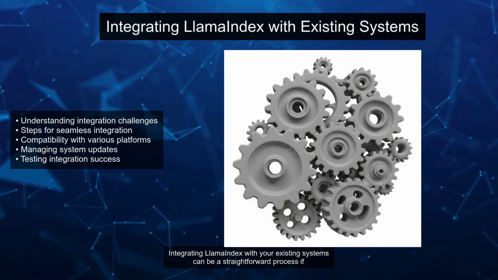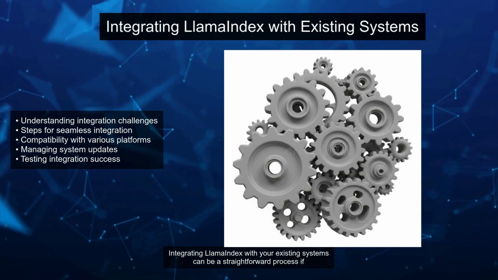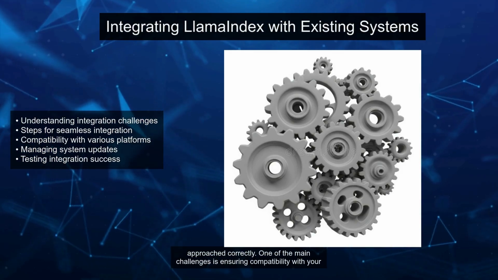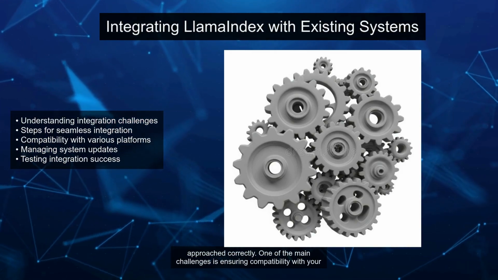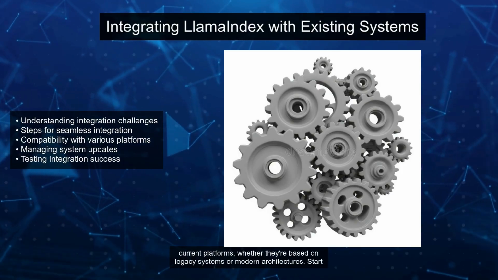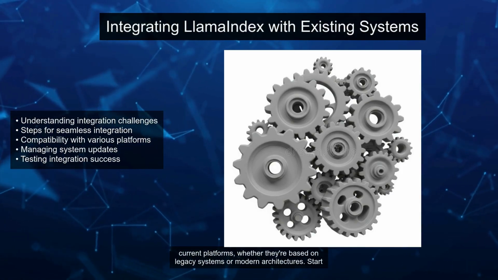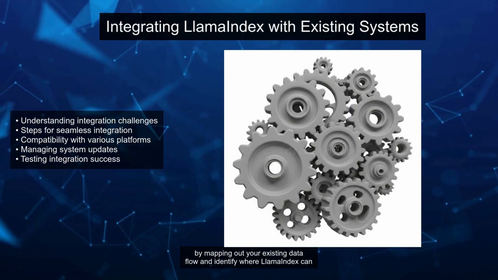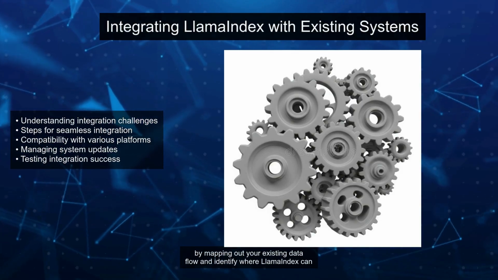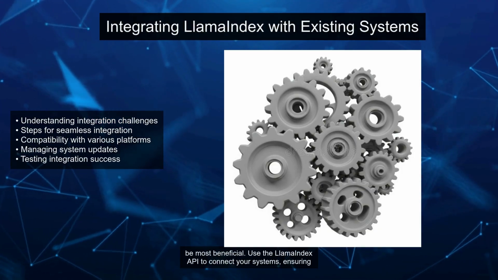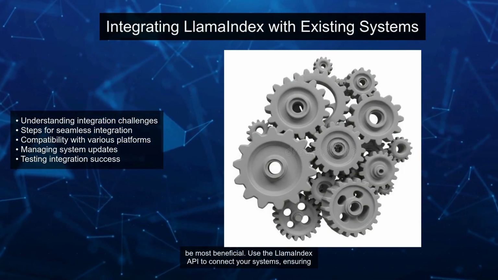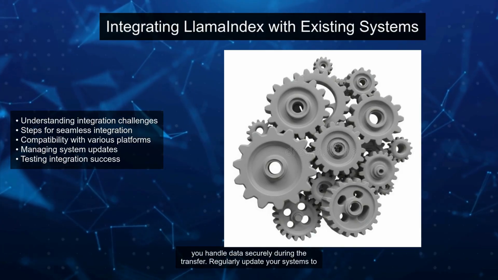Integrating LlamaIndex with your existing systems can be a straightforward process if approached correctly. One of the main challenges is ensuring compatibility with your current platforms, whether they're based on legacy systems or modern architectures. Start by mapping out your existing data flow and identify where LlamaIndex can be most beneficial. Use the LlamaIndex API to connect your systems, ensuring you handle data securely during the transfer.